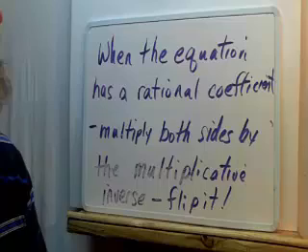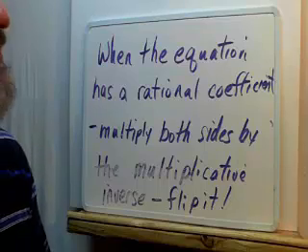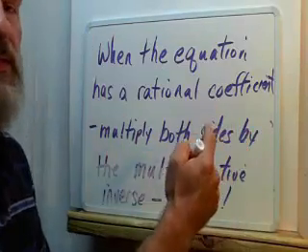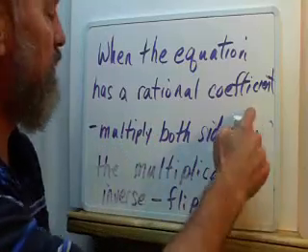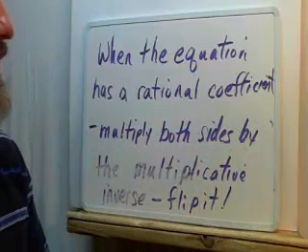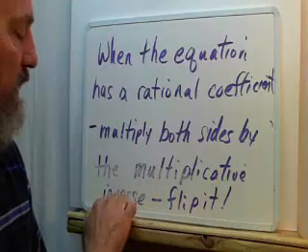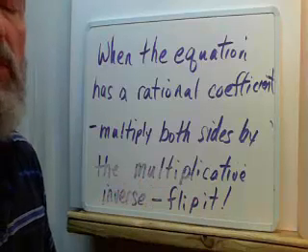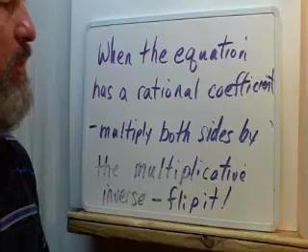So here is when the equation has a rational coefficient. That's what this whole lesson is about. When the equation has a rational coefficient, then we need to multiply both sides by the multiplicative inverse, which of course everybody refers to as flip it and then multiply.